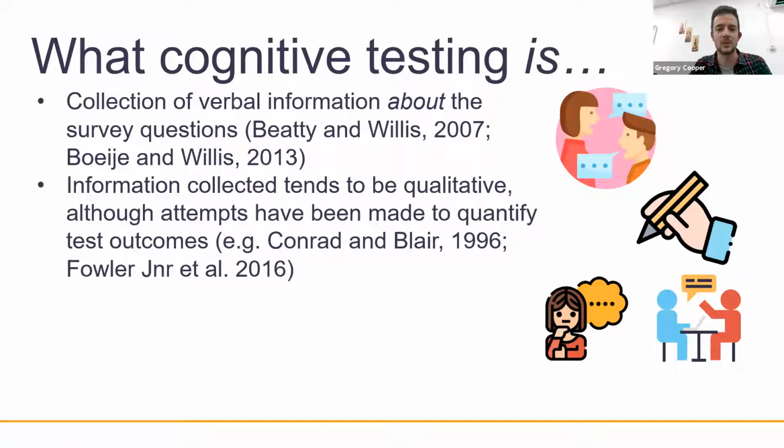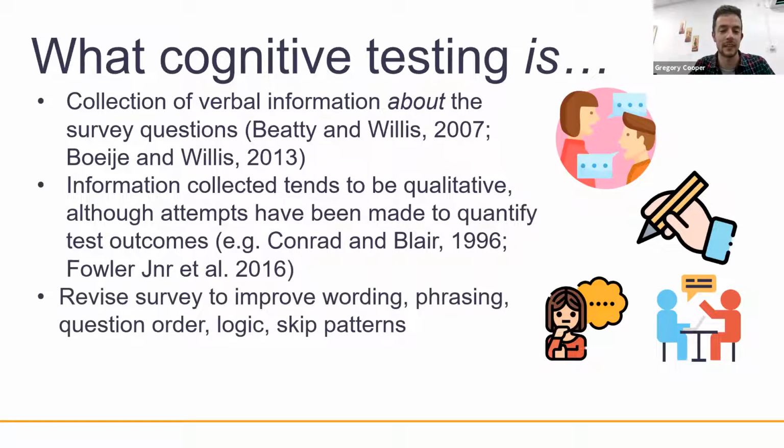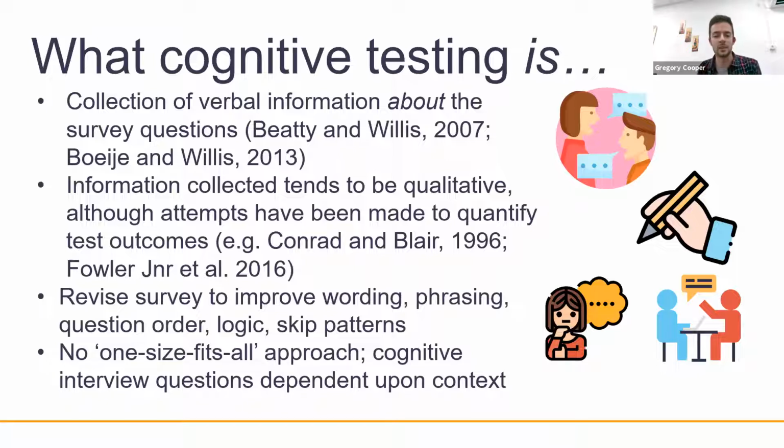And a number of authors have tried to make quantitative metrics around cognitive testing and the outcomes, but generally the approach is qualitative, and you do interviews, you transcribe those interviews, and you try to spot themes and key hotspots of misunderstanding. In turn, this is used to revise the survey, the wording, the phrasing. And there's no one-size-fits-all approach. You may opt to do focus group discussions, one-to-one interviews.